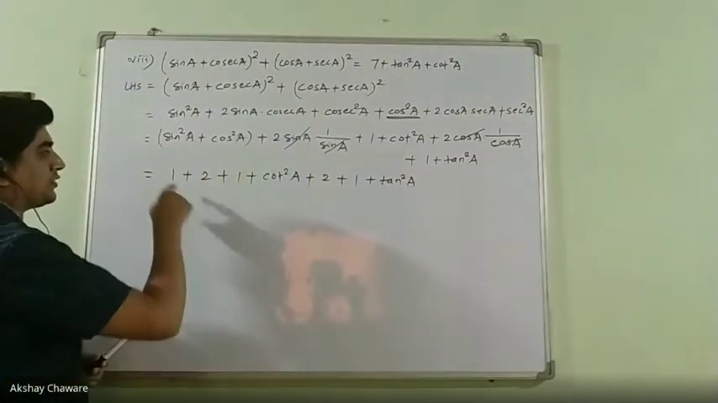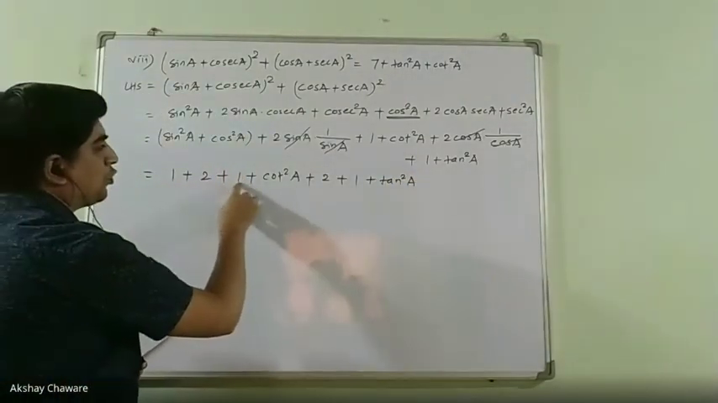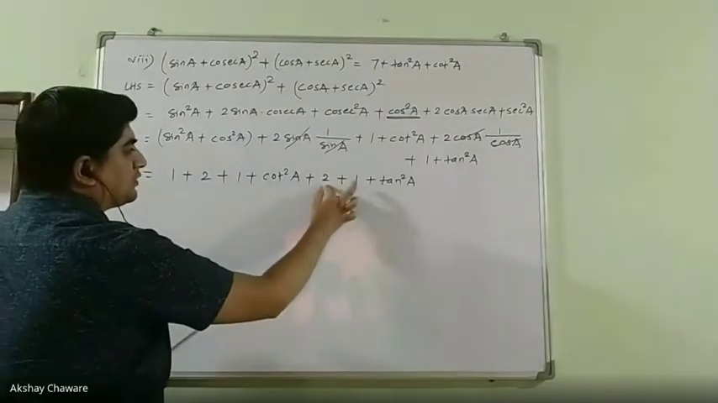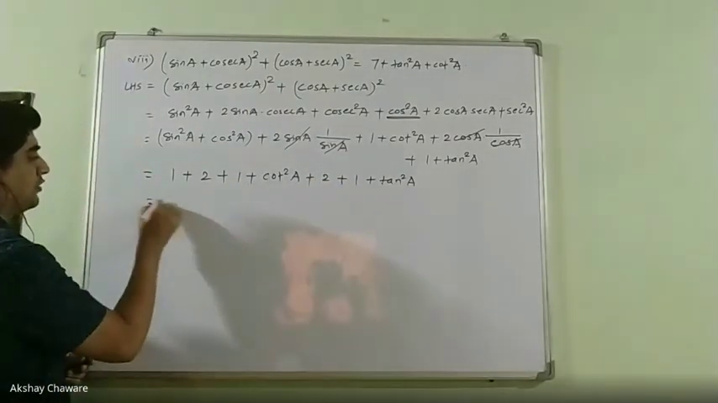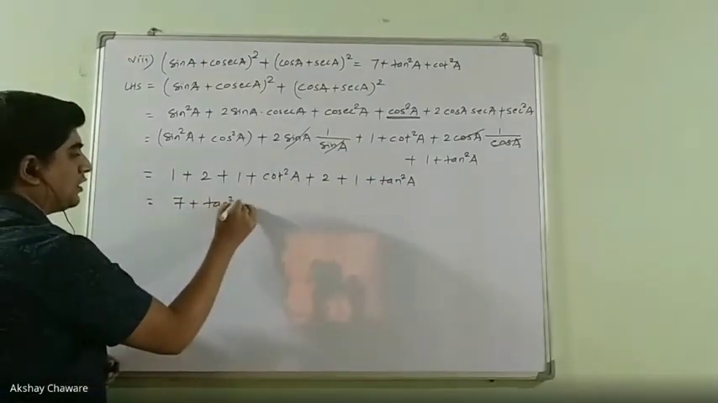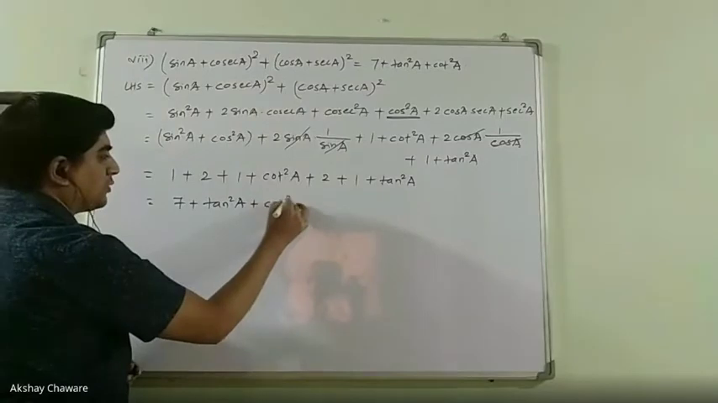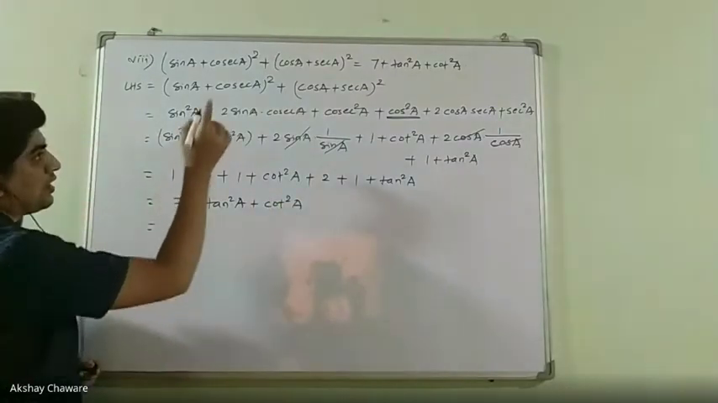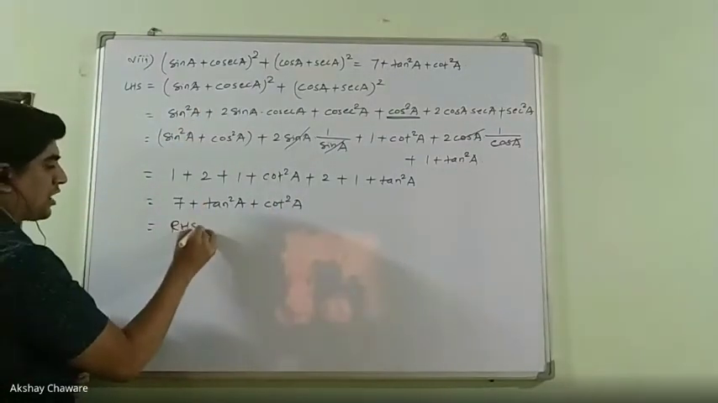Now count the constants. 1 plus 2 is 3, 3 plus 1 is 4, 4 plus 2 is 6, 6 plus 1 is 7. So the addition is nothing but 7, and the remaining two terms are tan square A and cot square A. So 7 plus tan square A plus cot square A, and that is nothing but your RHS.